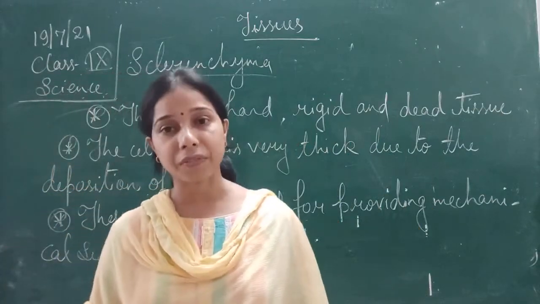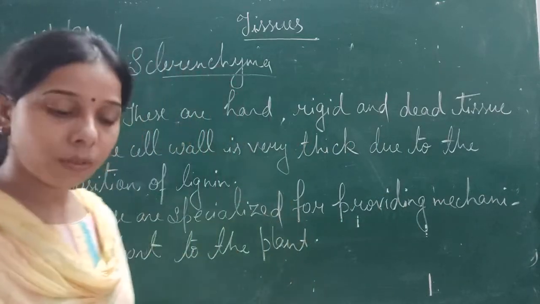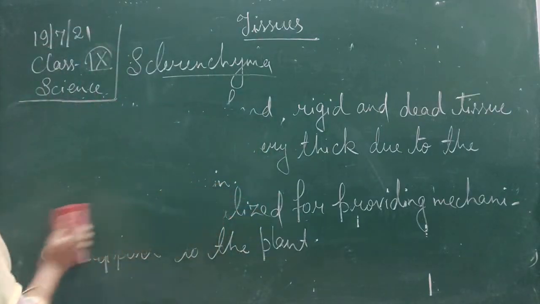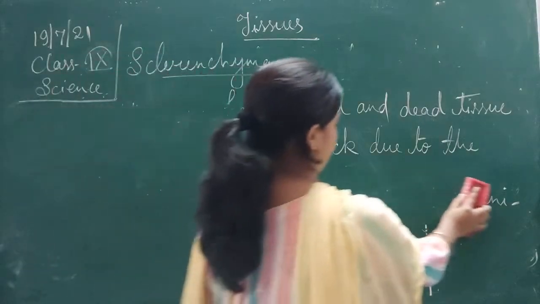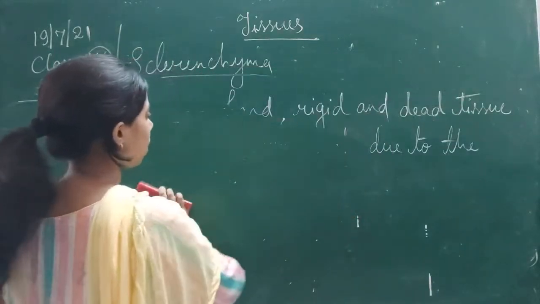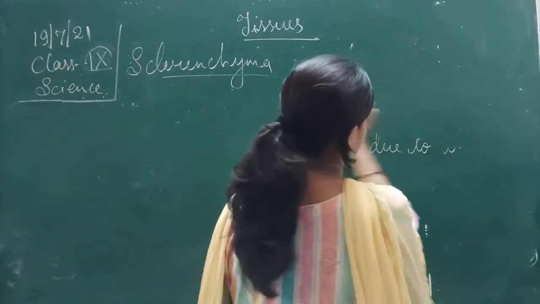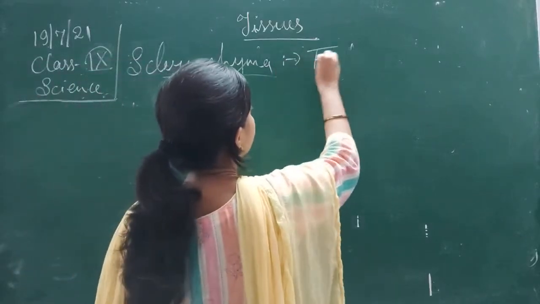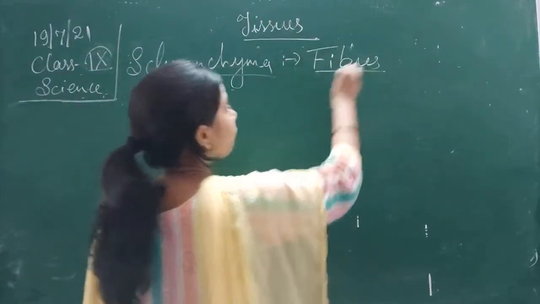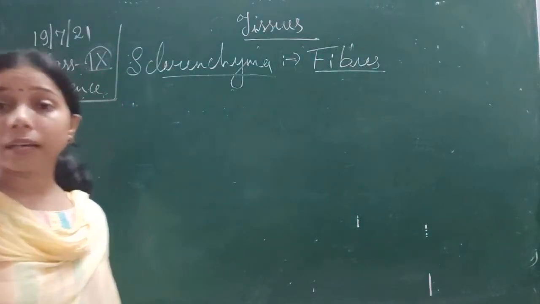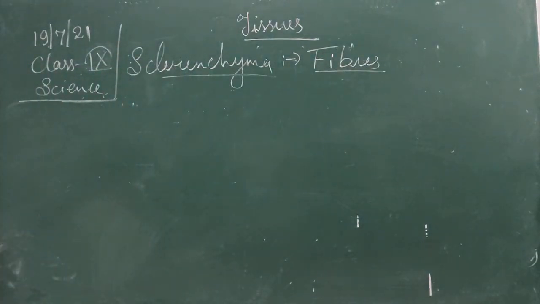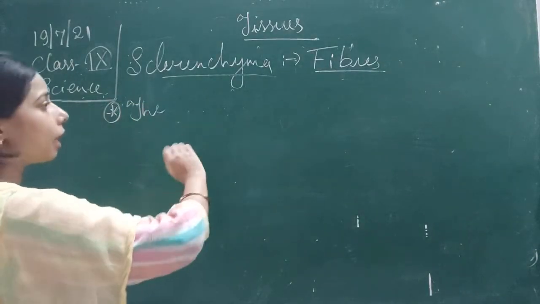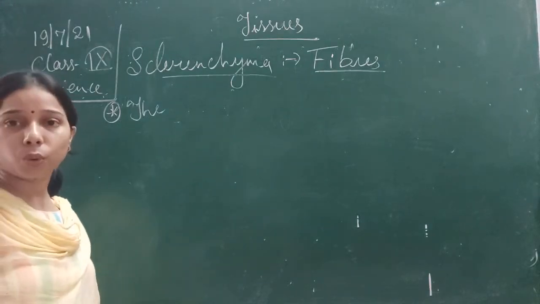Now, the sclerenchyma is also divided into two types. The first one is the fibers and sclereids. So, let us see what fibers are and what sclereids are. Fibers, the name itself says it is elongated with pointed ends. These are sclerenchymatous tissue, but they have different shapes and are found at different locations.